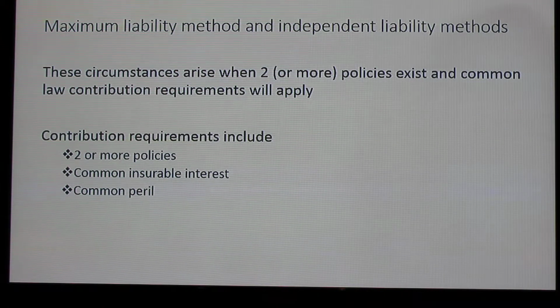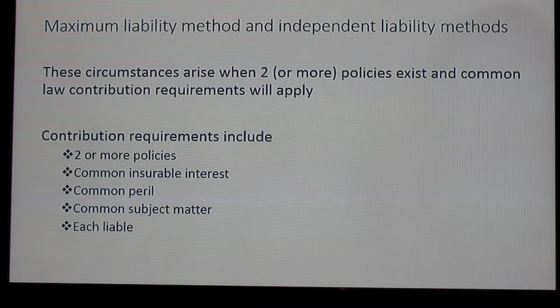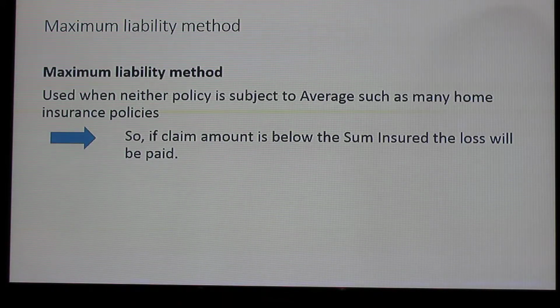So for example, if I insure property against fire and my wife insures property against theft, well then there's not a common peril, so contribution would not arise. There needs to be a common subject matter, so the same thing needs to be insured, and each of the policies need to be liable for the loss. So in the circumstances where contribution is going to arise, we have two methods that we need to deal with.